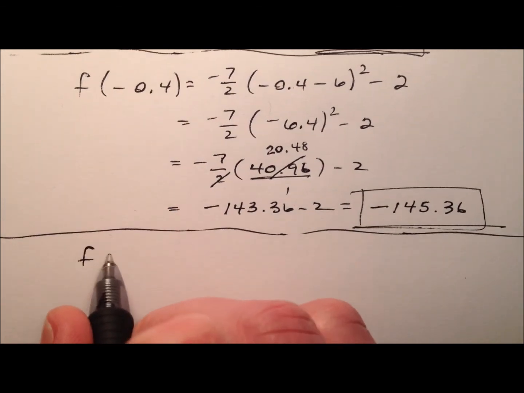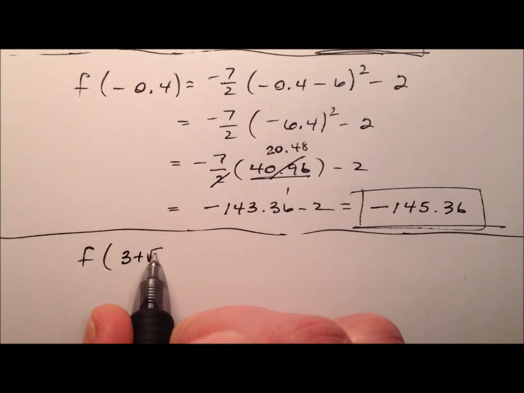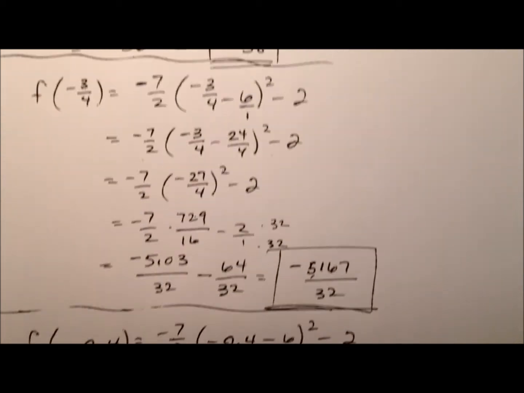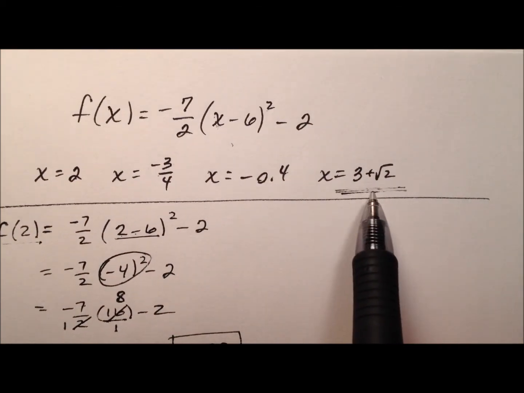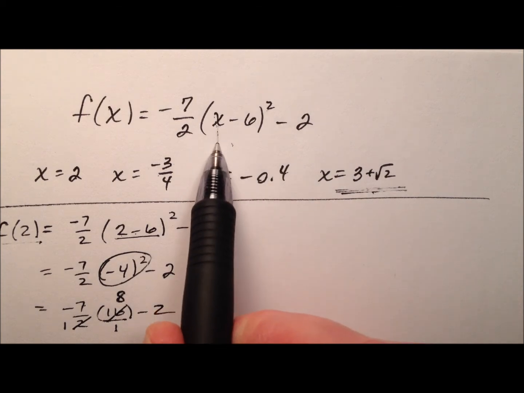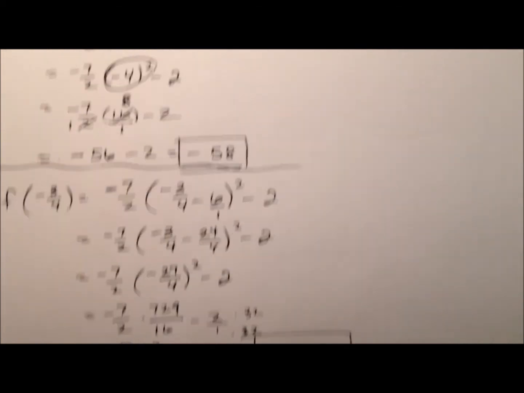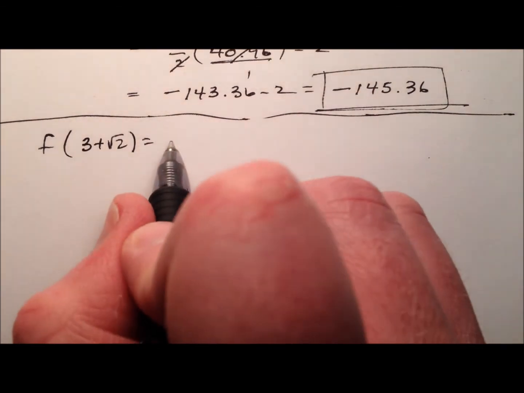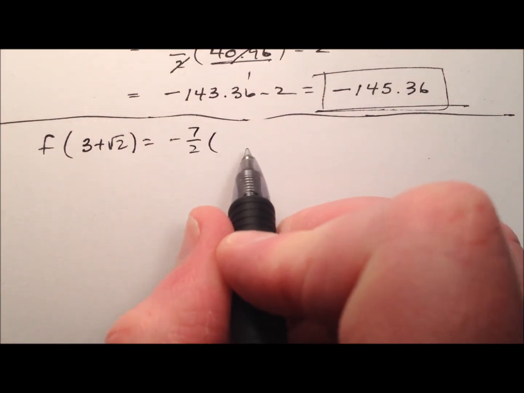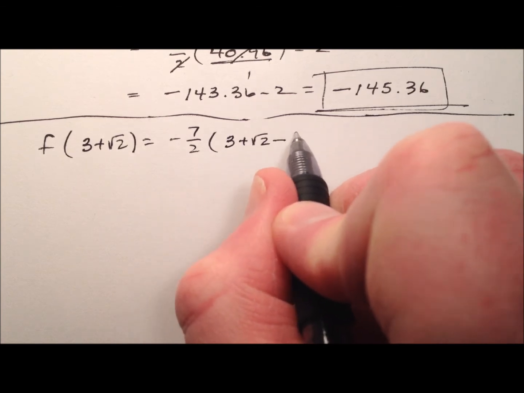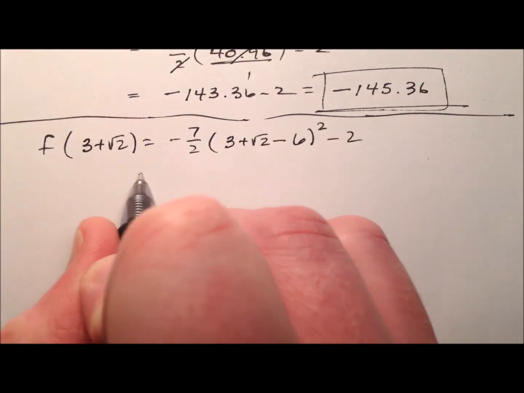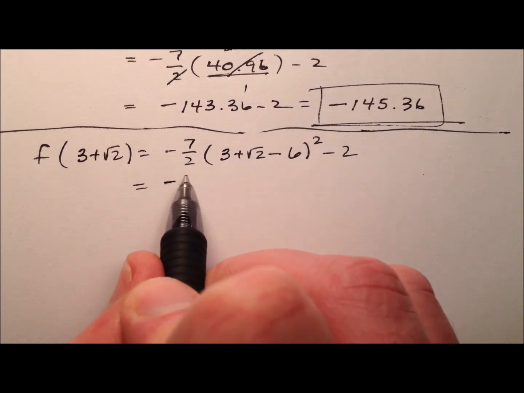We're going to do f at 3 plus the square root of 2. And so once again, let's go back up to the top. Here's our 3 plus radical 2 is the fourth and final one. And so we're just going to go ahead and substitute that right in there for the x. And so negative 7 halves times. So we'll say 3 plus the square root of 2 minus 6. That quantity is squared minus 2.